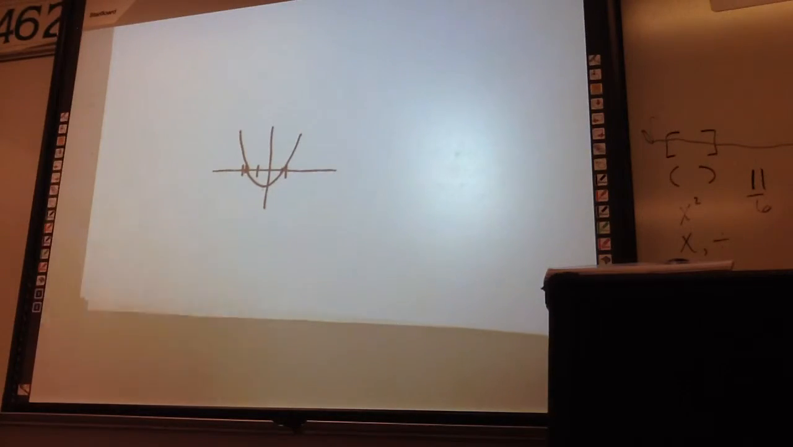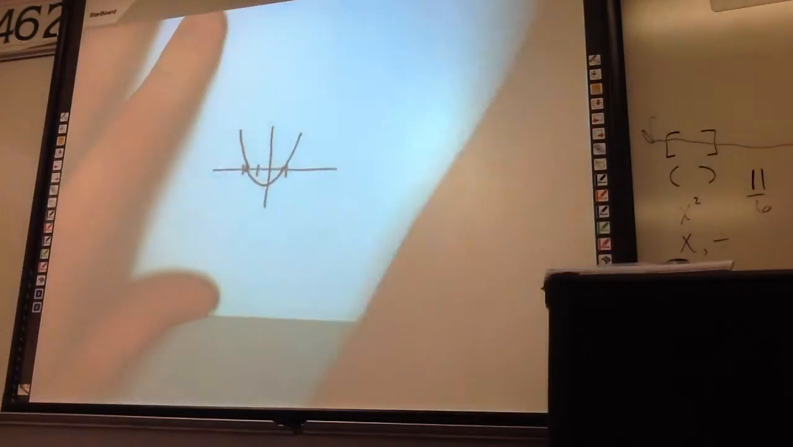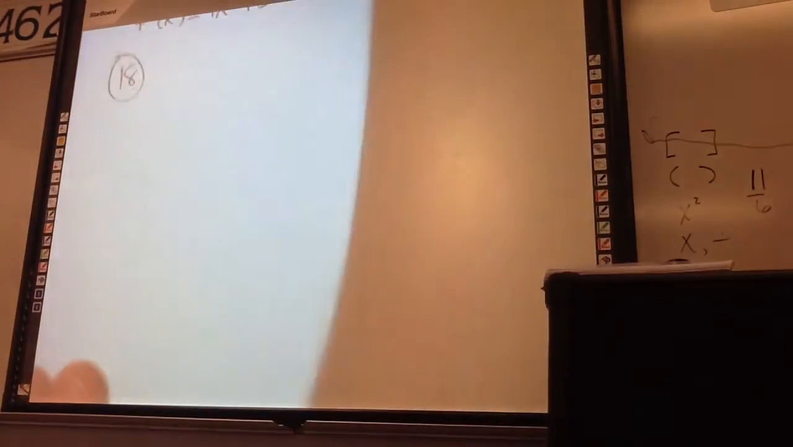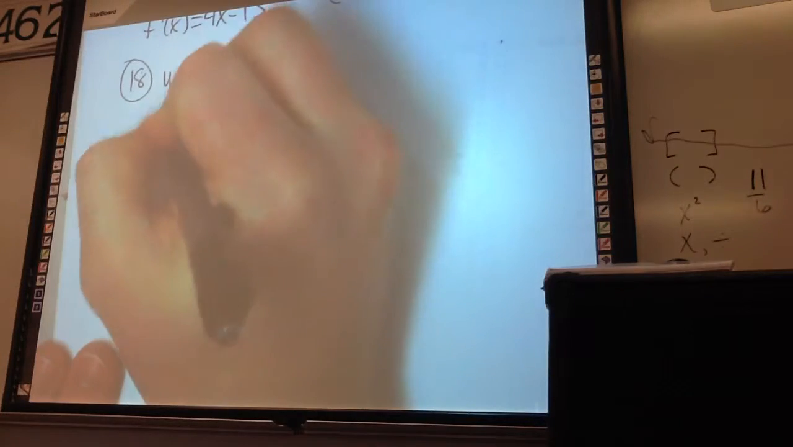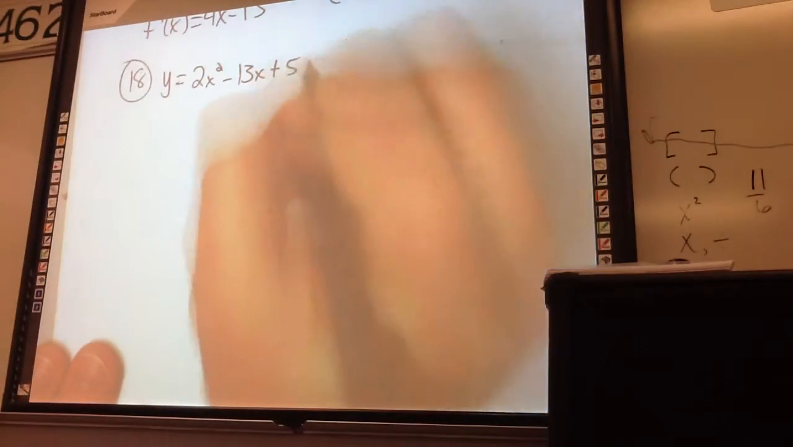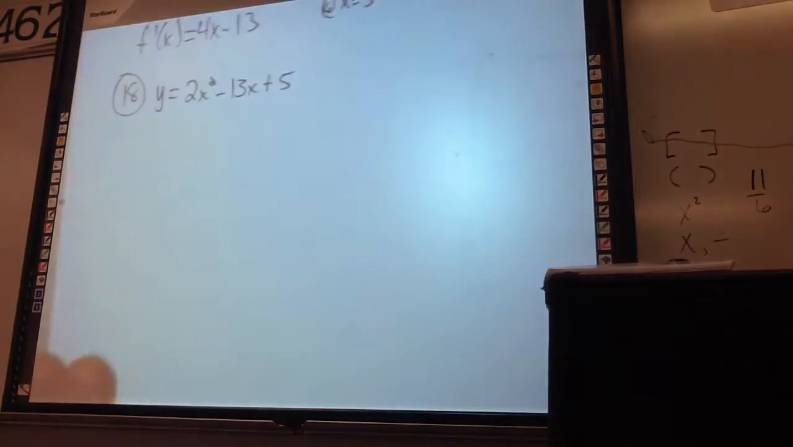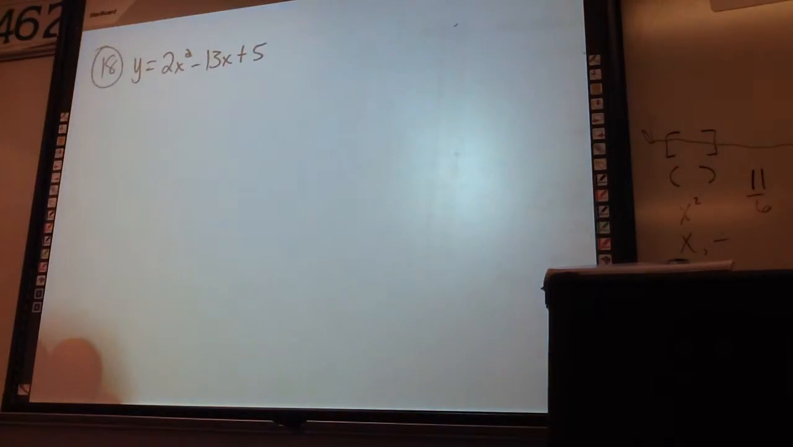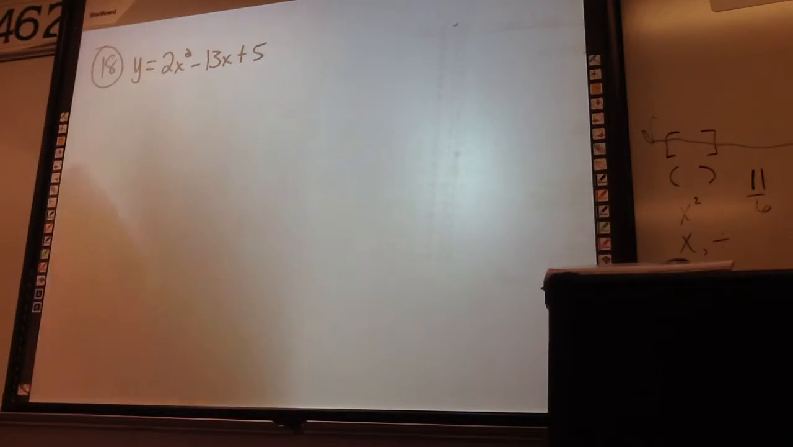Now we're going to do, well, I was going to do 18. What's the problem? 2x squared minus 13x plus 5. Find the derivative. Well, that's the first step. We have to find the derivative of that, and then we'll use it to find the equation of the tangent line at the curve, at x equals 3.